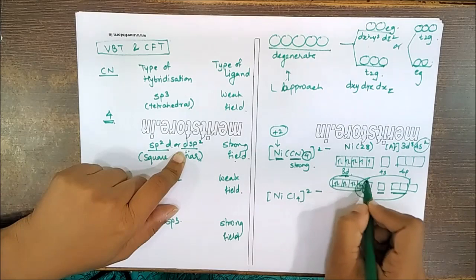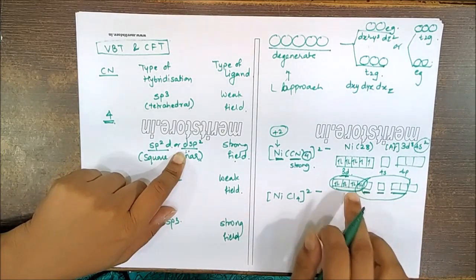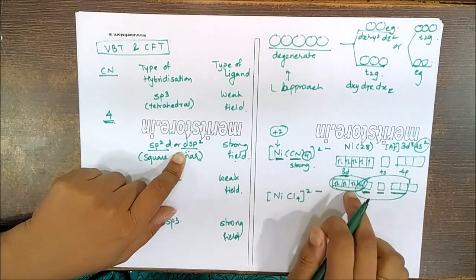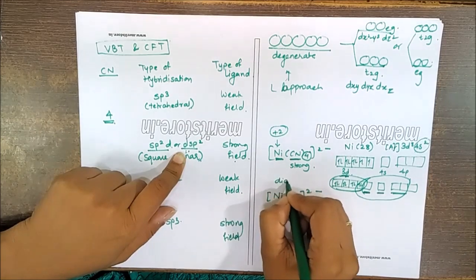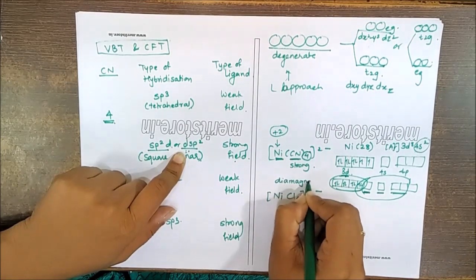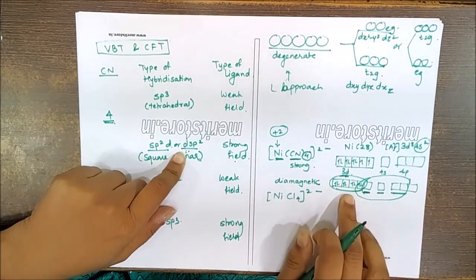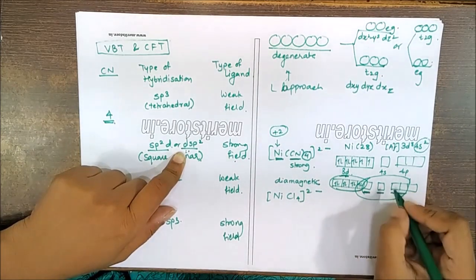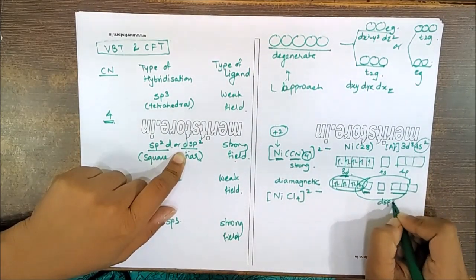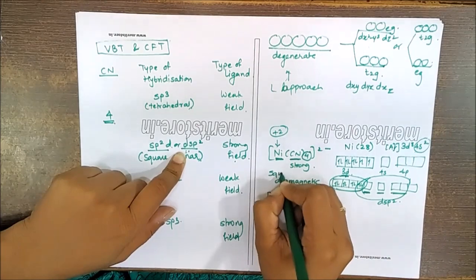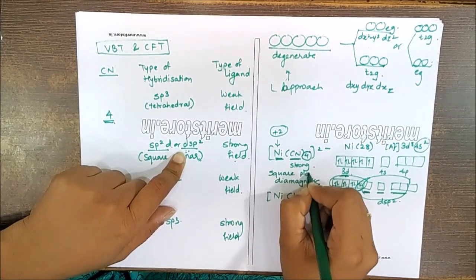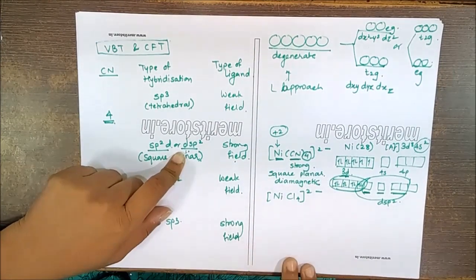But the remaining electrons, if you find, are all paired up. That's why I will call this particular complex diamagnetic in nature, because all the electrons are paired up. Also, since we have decided the hybridization is dsp2, the geometry of this complex is square planar.